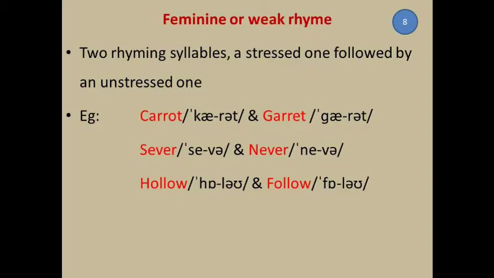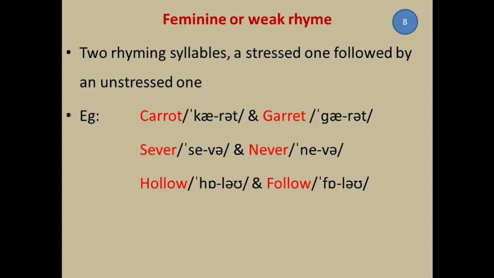Now, feminine or weak rhyme. A feminine rhyme is a rhyme with a stressed syllable that is followed by an unstressed syllable, such as the rhyming words carrot and garret.